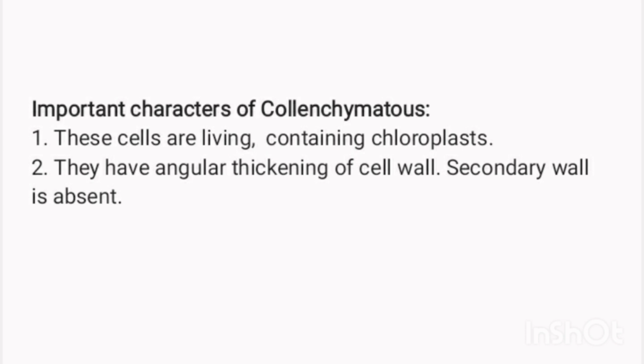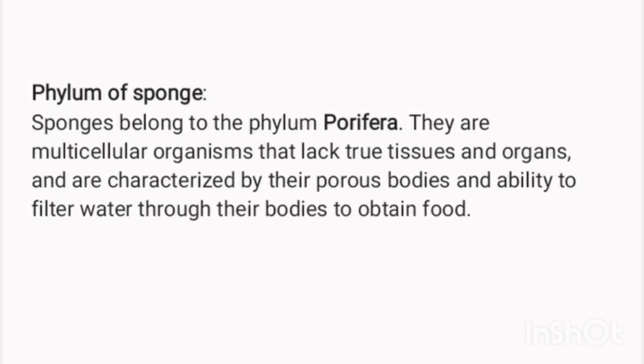Important characters of collenchymatous tissue. 1. These cells are living, containing chloroplasts. 2. They have angular thickening of cell wall. Secondary wall is absent.